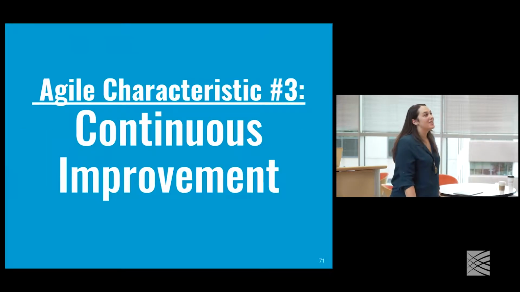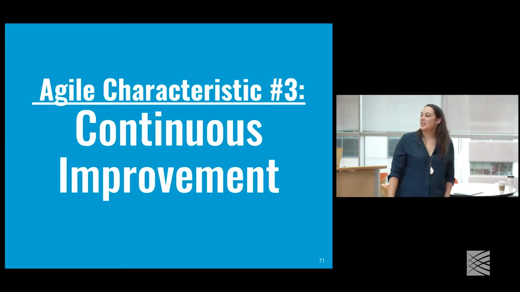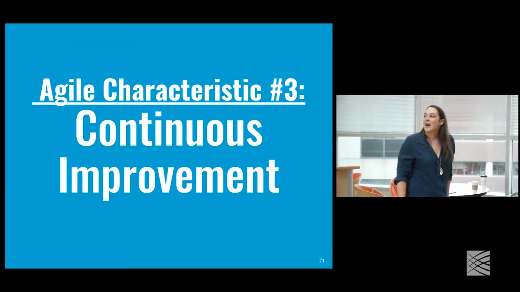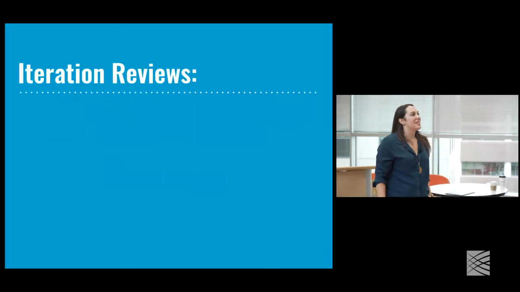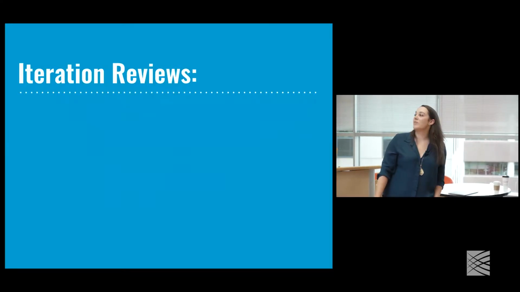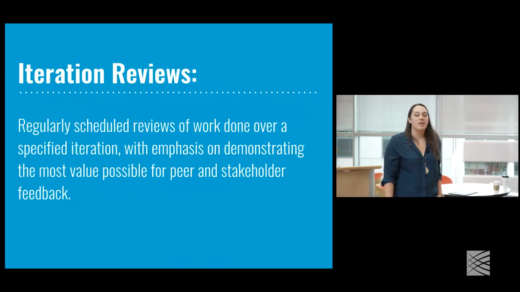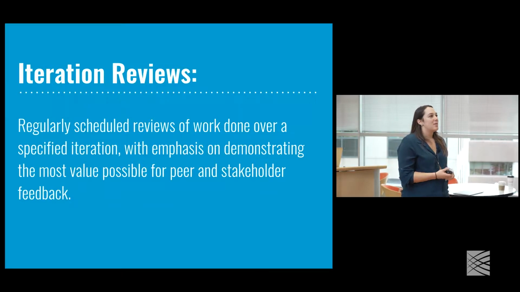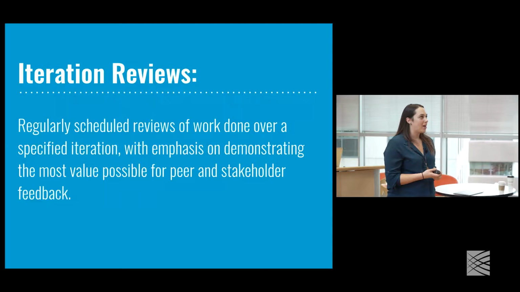So the final characteristic I want to talk to you about on Agile teams is the idea of continuous improvement. And so there are 2 ways to look at this. The first I want to tell you a little bit about is the concept of an iteration review. So iteration reviews are regularly scheduled reviews of work done over a specific iteration with emphasis on demonstrating the most value possible for peer and stakeholder feedback.